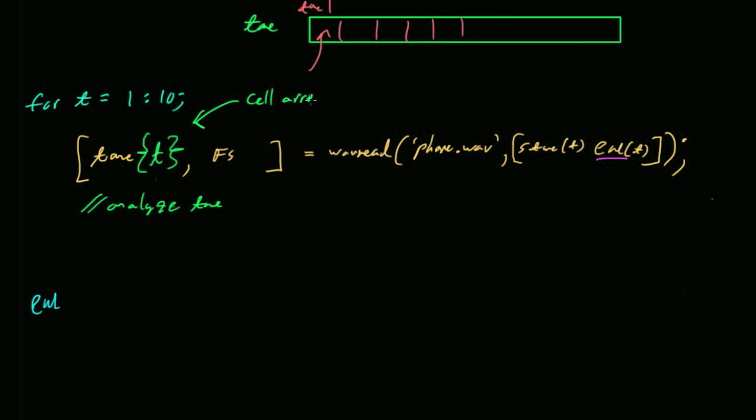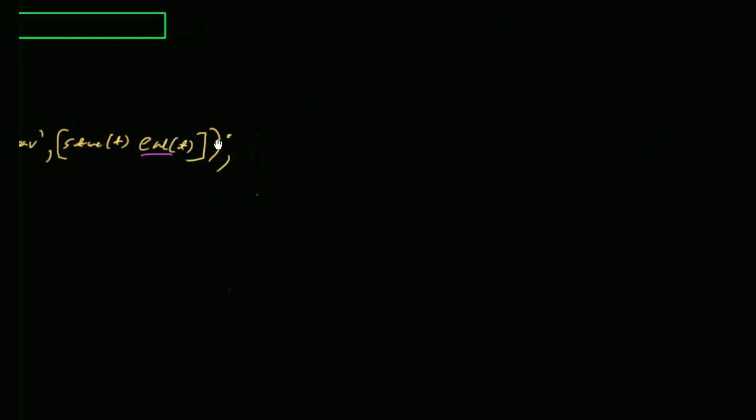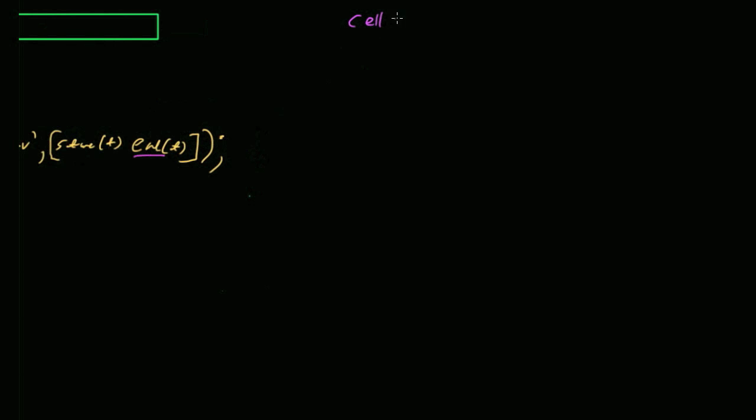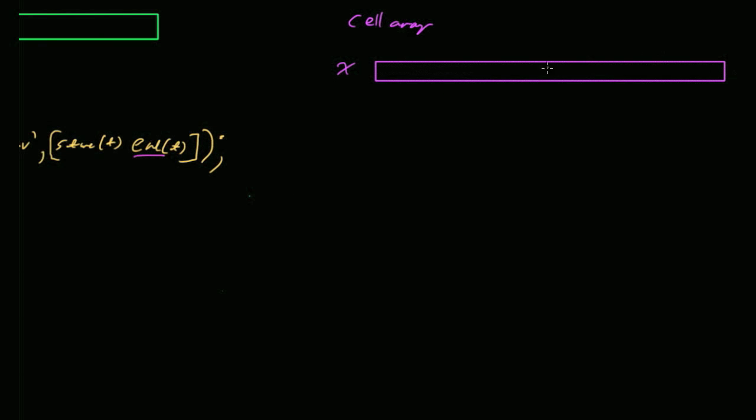When you have a regular array, right, let's say you have an array X, and let's say X has 10 elements. The only thing you can stick in X is a number. So X of 1 is a number. X of 2 is a number.